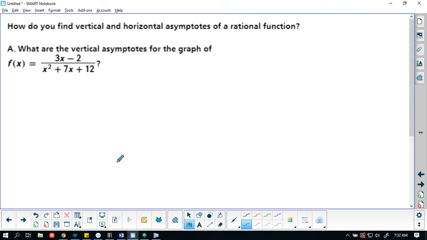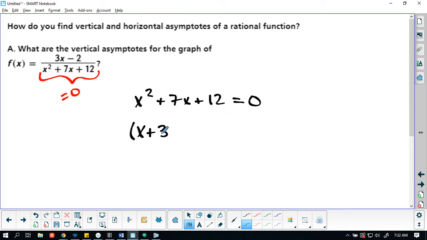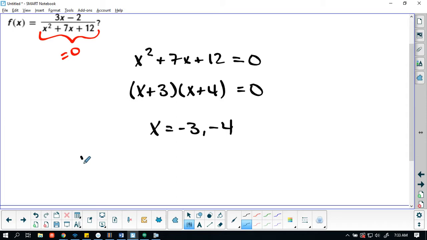So in this case, I'm going to look at when the denominator is equal to 0 to find my vertical asymptote. I'm going to set x squared plus 7x plus 12 equals 0, and then I'm going to factor this. Two values that multiply to give me 12 but add to get me 7 are 3 and 4. 3 plus 4 gives me 7, and 3 times 4 gives me 12, which means that at x equals negative 3 and negative 4, we have a vertical asymptote. So the vertical asymptotes are at x equals negative 3 and negative 4.